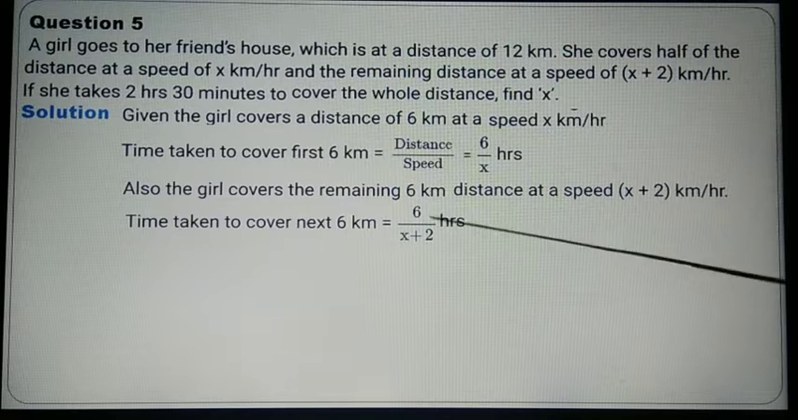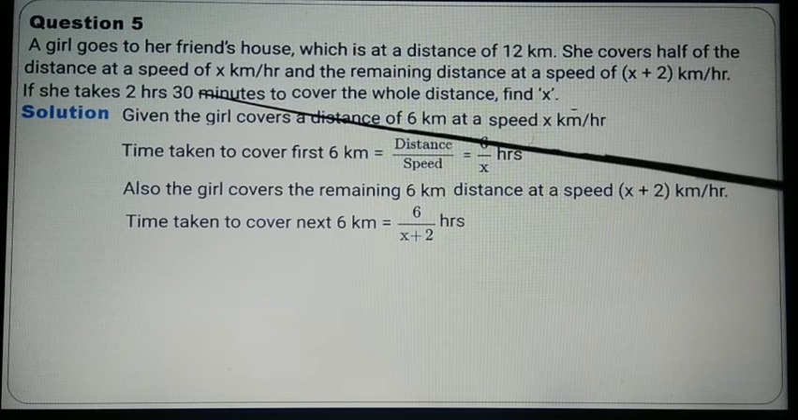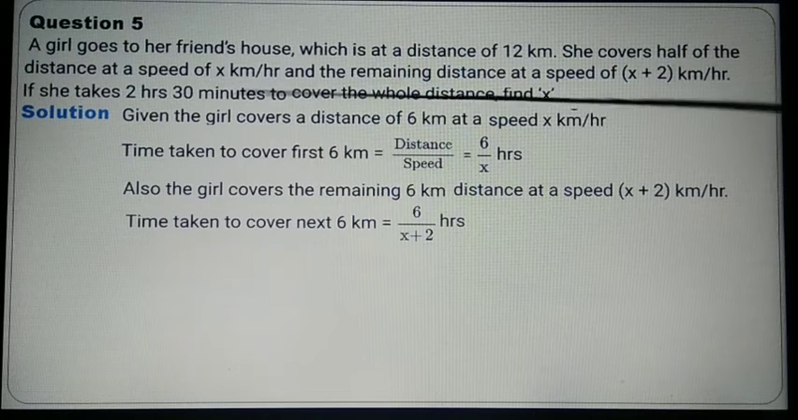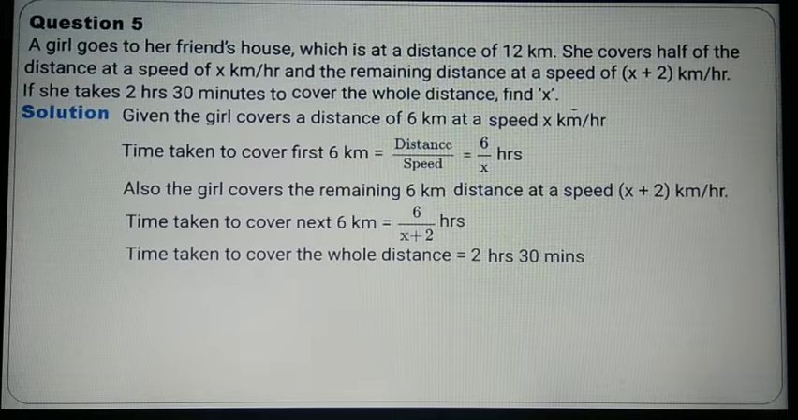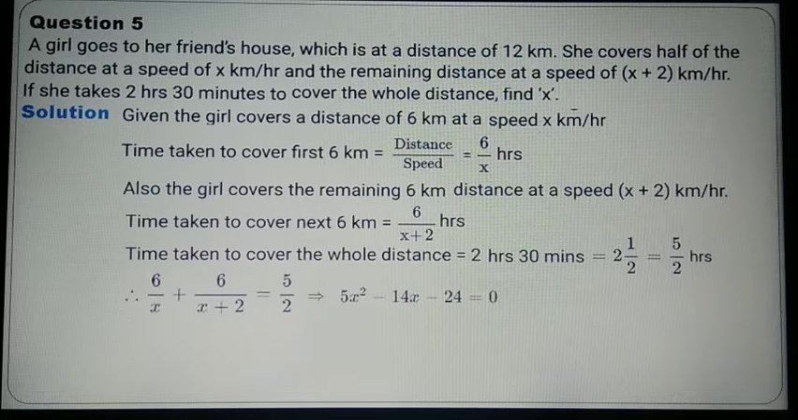So if I add these two times, this will give me the total time to cover a distance of 12 kilometer, which is given to be 2 hours 30 minutes. Since we are working with hours, we will convert these minutes into hours. So 2 hours 30 minutes can be written as 2.5 hours, which can be written as 5 by 2 hours. According to the question, when these two are added, I'll get this much. So we arrive at this quadratic equation.